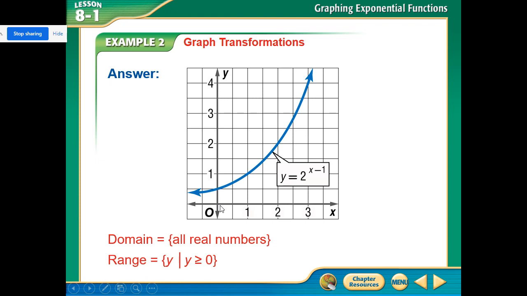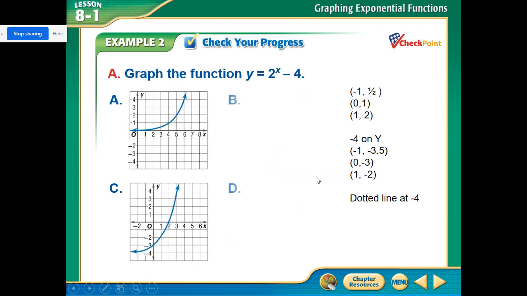0, 1/2 is here, 1, 1, and then 2, 2. And so it kind of is very slow going up. And notice the change in the axes here. We went up by 1/2 as opposed to going up by 1s. So that's the little difference here. Domain is all reals, and the range, again, because there's nothing being added on the outside here, is still just greater than 0. This should be greater than 0. The equal to should not be there. That is incorrect.